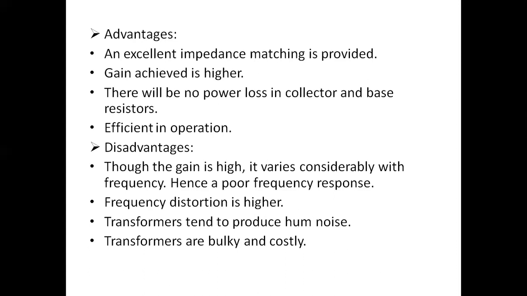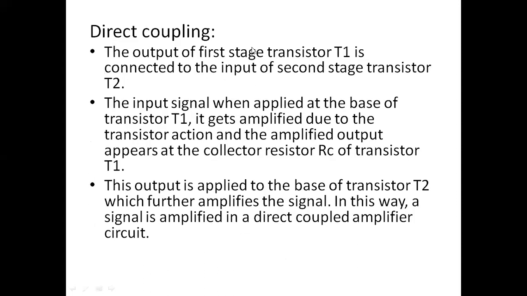Because of the use of transformers, we can get a noise that is called hum noise. And already we know transformers are bulky, and because of the application of transformers in the coupling, the cost of the transformer coupled amplifiers is also high. That means transformers are bulky and costly. So these are all disadvantages of transformer coupling. So the third one is direct coupling.